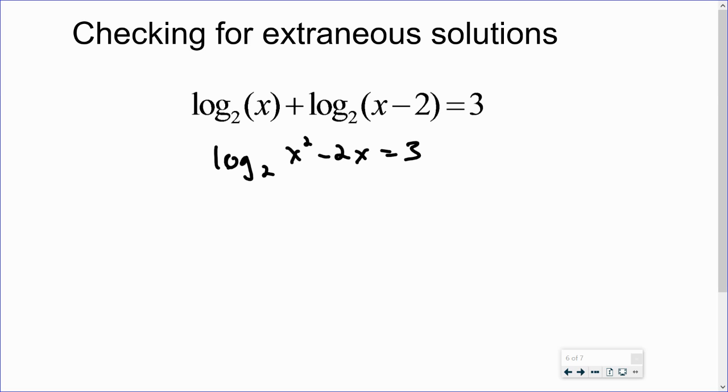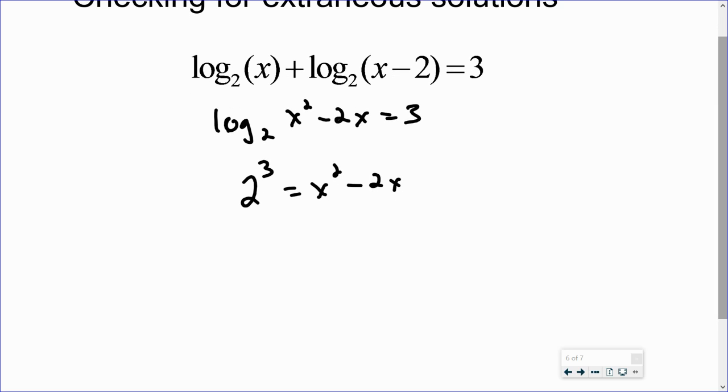So what I'm going to do is, if I get stuck with these, my general next step is to write these exponentially. So 2 to the third is equal to x squared minus 2x. Now my old habits come in. Anytime I see x squared, I think I need to solve this, and I need to set it equal to 0 and be able to factor. So this is 8, so I'm going to subtract 8 from both sides. So I get x squared minus 2x minus 8 equals 0. And now I factor this.